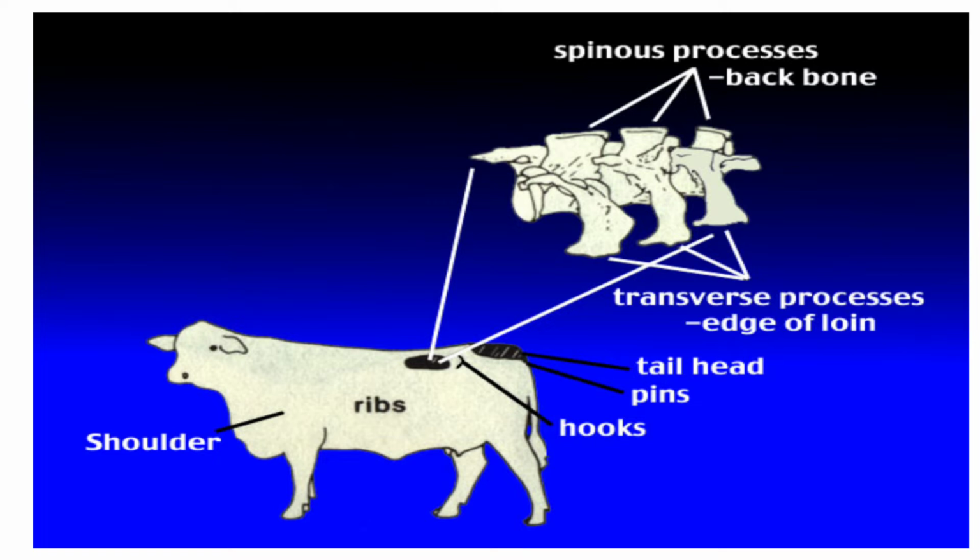These are some points from which you can identify most of the characteristics or signals while observing the cows: ribs, shoulder, hooks and pins, tail head, and the transverse process. These are the most important factors used to identify most of the signals. This should be kept in mind, and you will recall it later in this video.